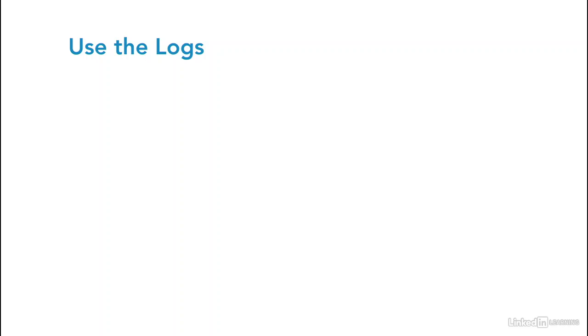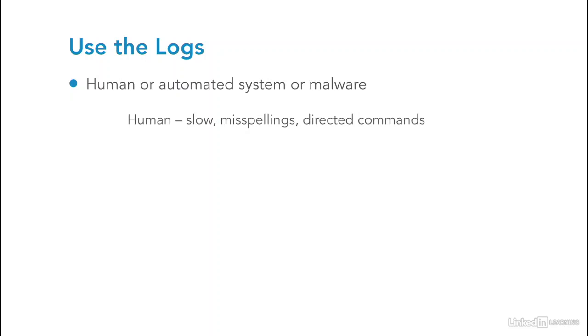Use the log. From there we can glean some information, such as if it's a human or automated system or malware. A human's going to be slow, have misspellings, and directed commands using previously gained knowledge from the targeted network. Automated will be fast, no misspellings, more of a shotgun approach, trying everything.